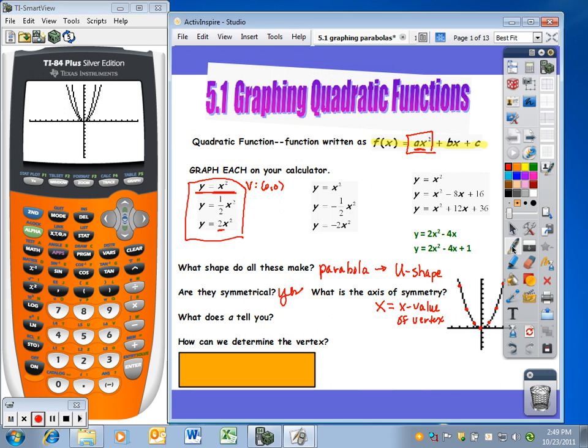So a positive a will open up. An a between 0 and 1 will be wider. That was the 1/2. This was wider. An a greater than 1 got narrower.